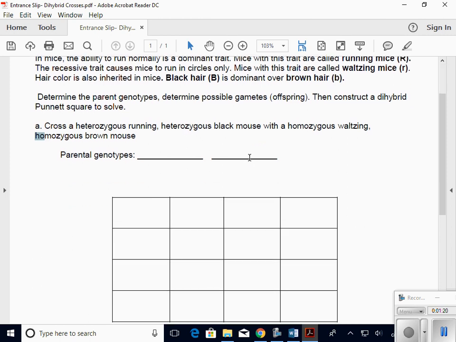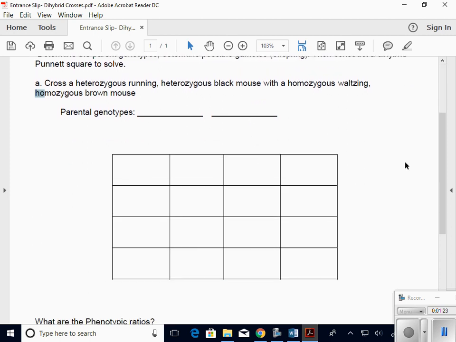So we need to get the genotypes of the parents. We are going to do that by determining a heterozygous running. So heterozygous is R, little r. Heterozygous black mouse is capital B, lowercase b. And we are going to cross that with a homozygous waltzing, little r, little r, with a homozygous brown, little b, little b.